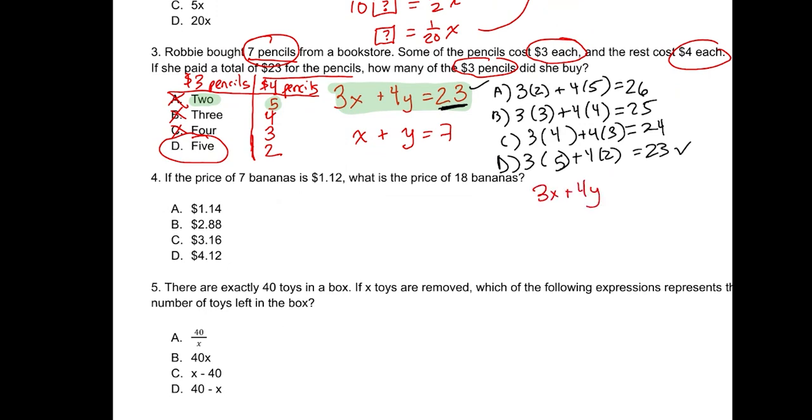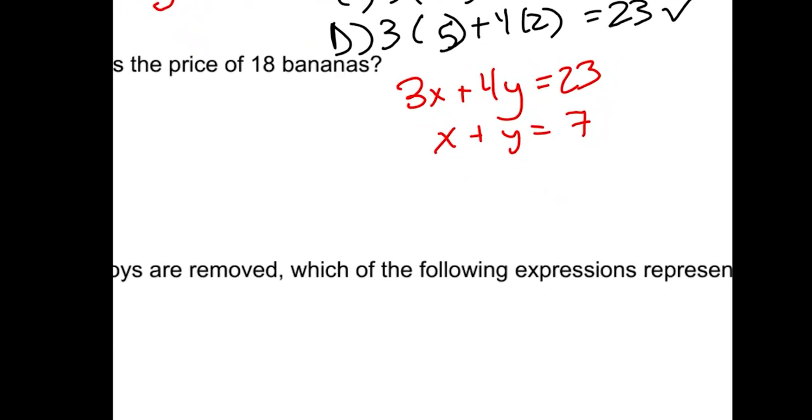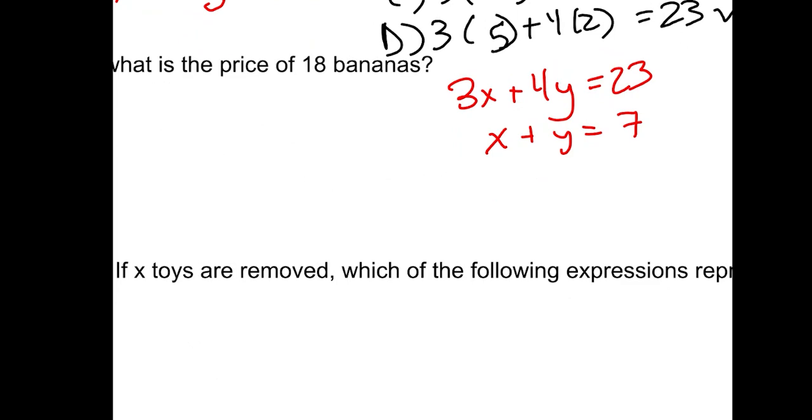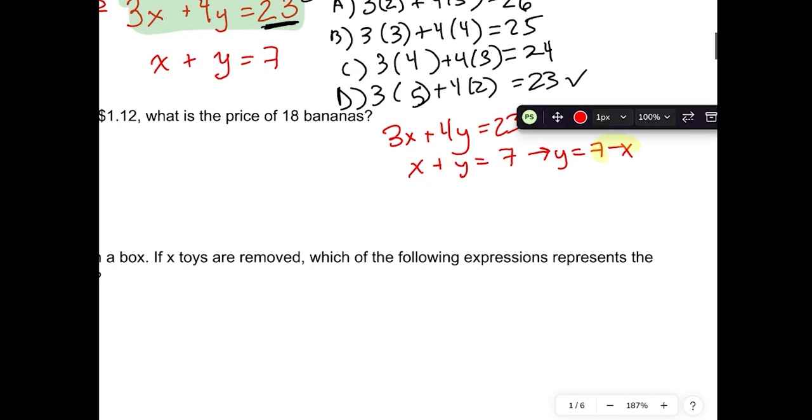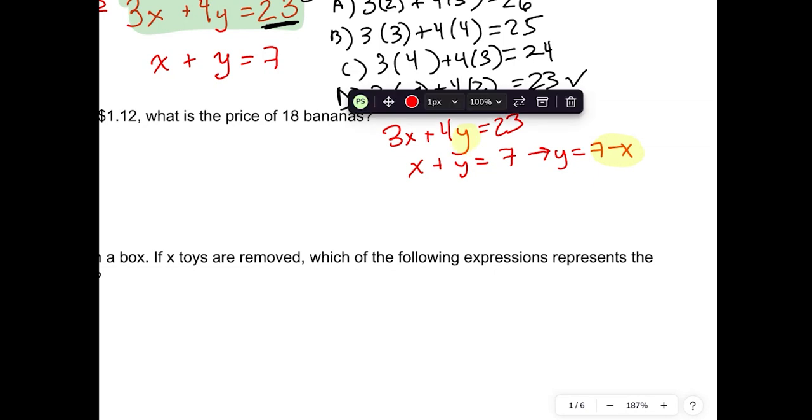So if you have 3x plus 4y equals 23, and another equation that's x plus y equals 7, the way to solve a system of equations is to try to plug one equation into the other. And so if x plus y equals 7, if I subtract x on both sides, I'm going to get y equals 7 minus x. And if y equals 7 minus x, I can substitute that expression in for y in the other equation.